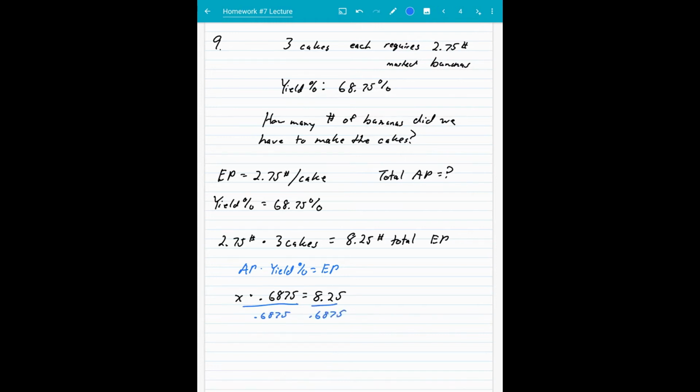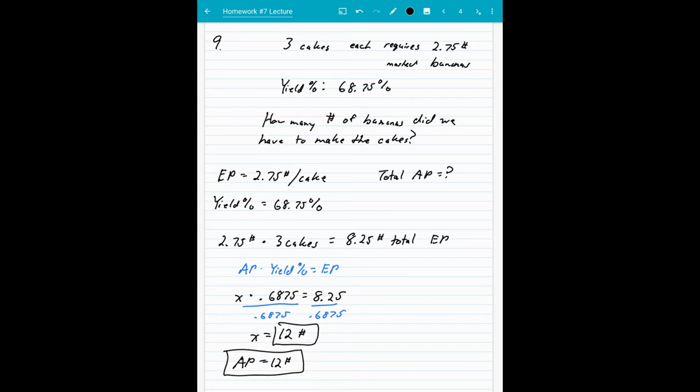And we divide by the decimal because when we divide by the decimal, it ends up giving us a larger number. We end up getting X equals 12 pounds. And that would be our answer. Our AP is equal to 12 pounds of bananas. And that's how much we had to buy to make the 3 cakes at 2.75 pounds of mashed bananas.